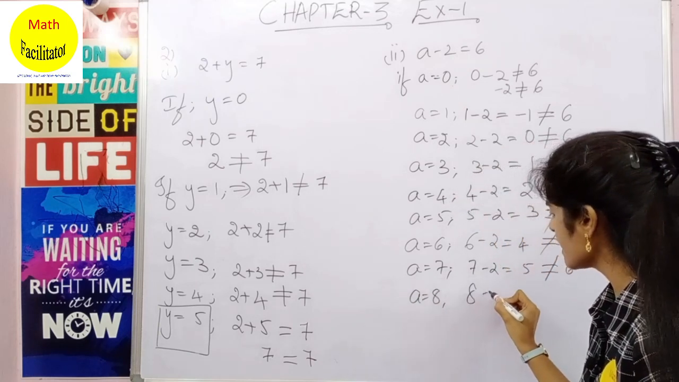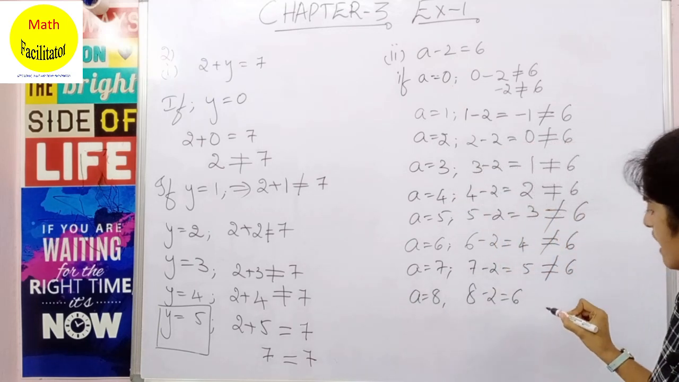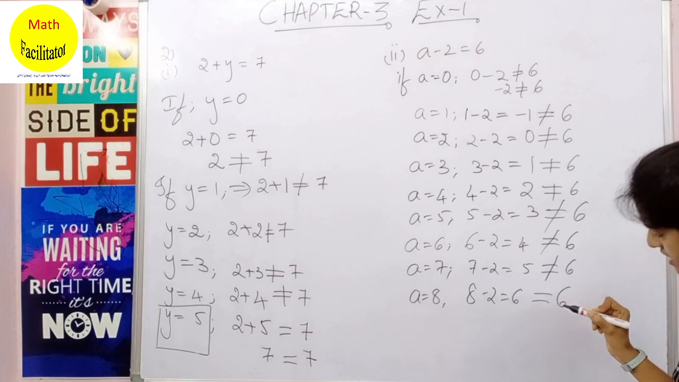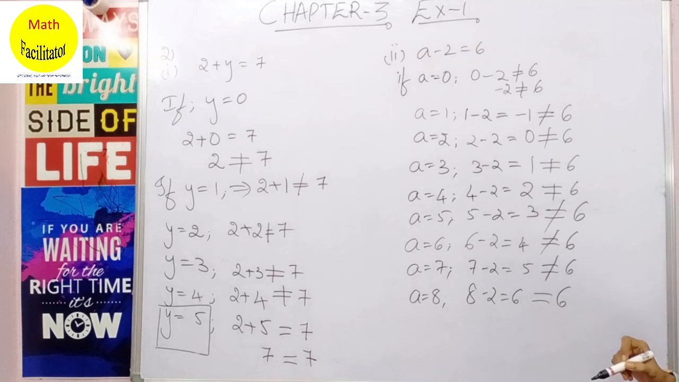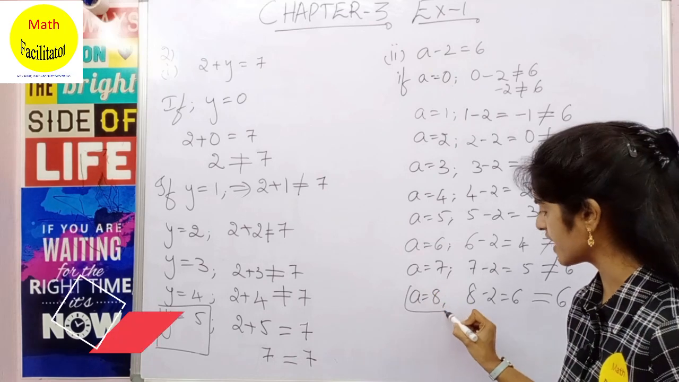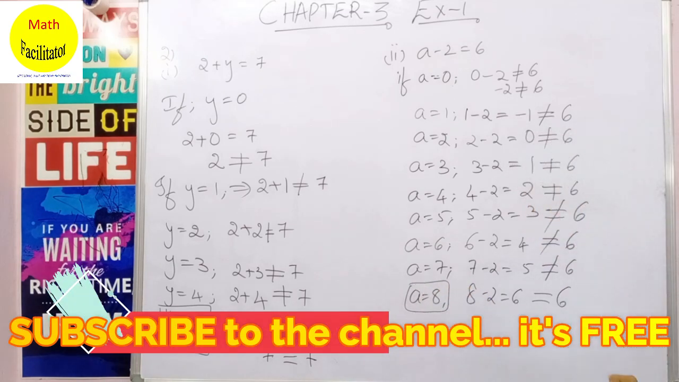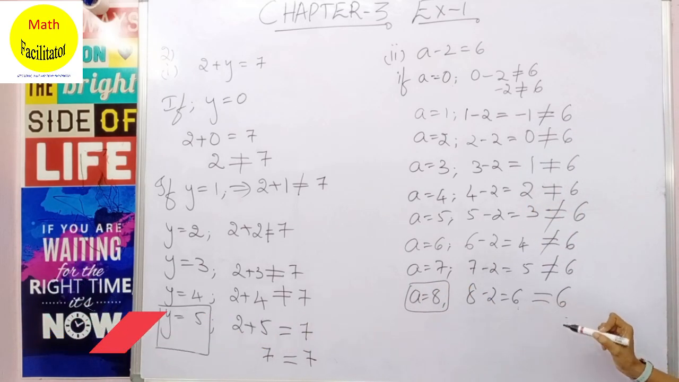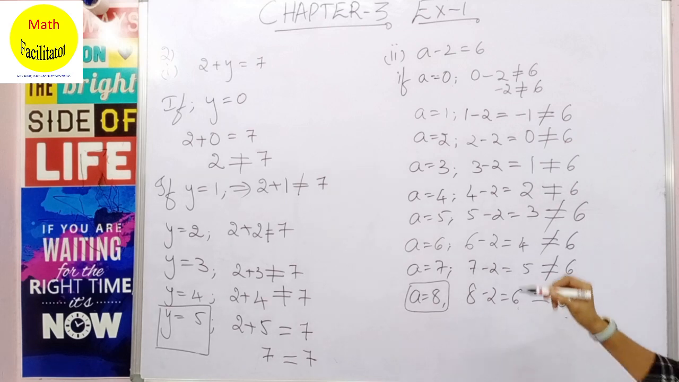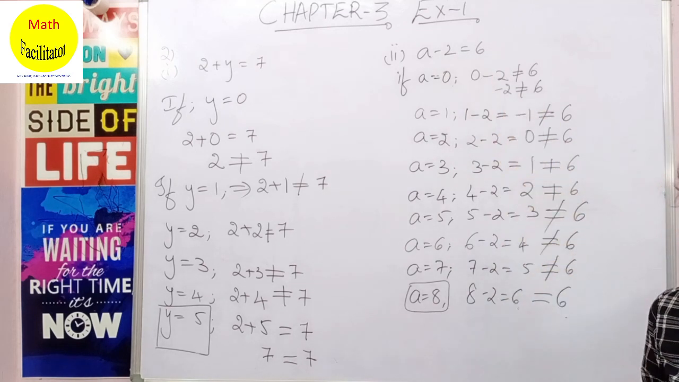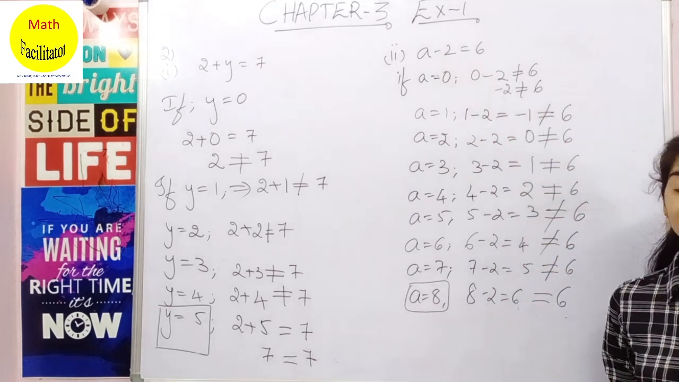So 8 minus 2 equal to 6. Now is 6 equal to 6? Yes, it is equal to 6. So when you have taken a equal to 8, then you got LHS equal to RHS. Therefore the answer for this equation is 8. a should be 8.